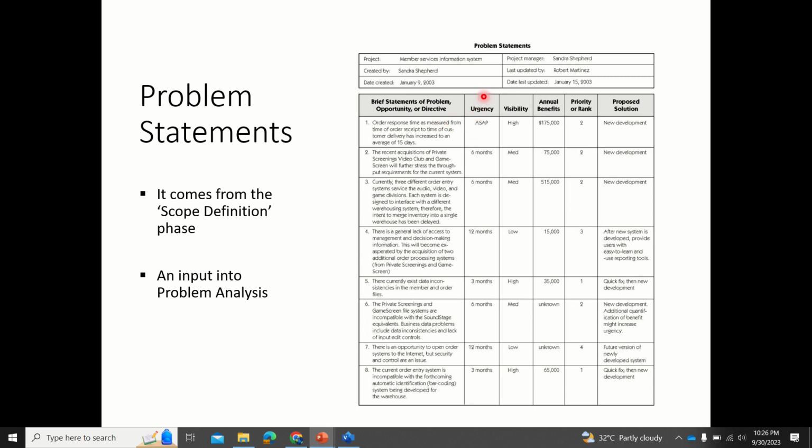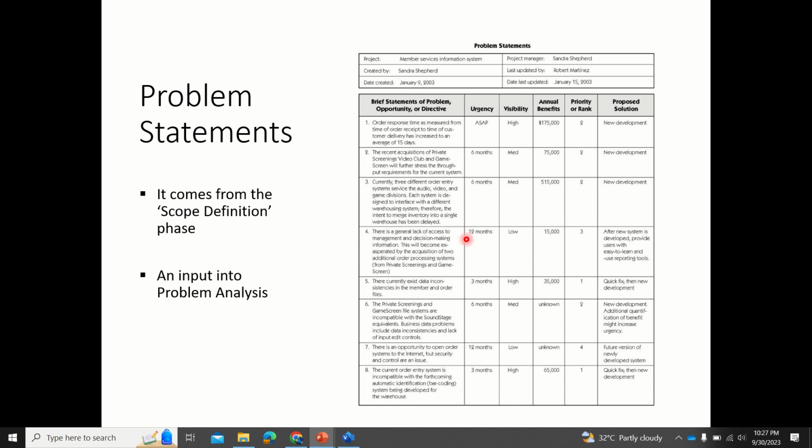Each problem has to be given an urgency. Urgency is the duration within which we are planning to complete that particular problem. And visibility is whether it has high visibility, medium visibility, or low visibility. When you look here, there is a general lack of access to management and decision making information, and this will become exasperated by the acquisition of 2 additional order processing systems. But say if you don't have budget at the right moment, you have other things to take into consideration, then this could be kept aside. Once you have made everything streamlined, then you can look into it.